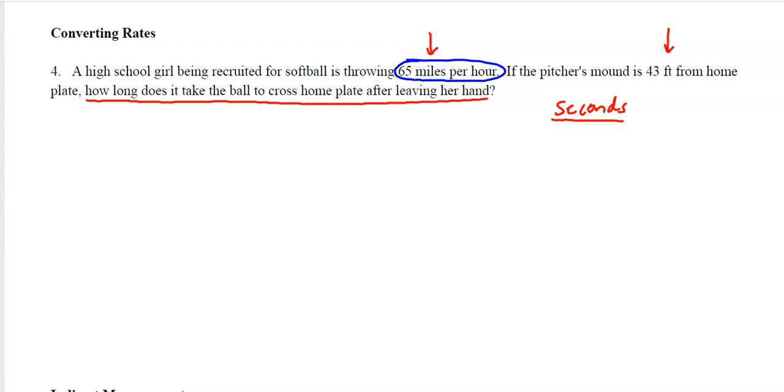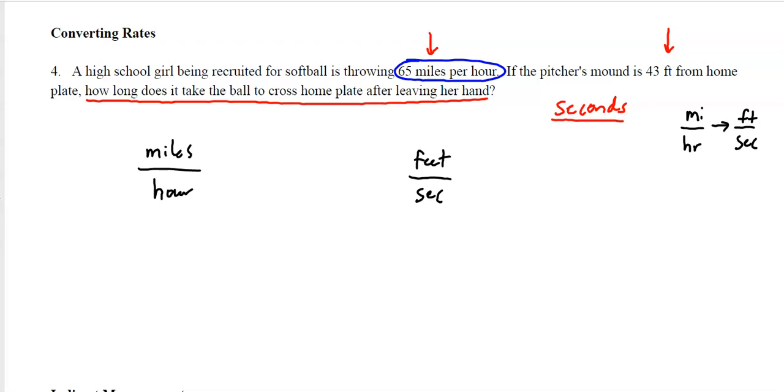So here's kind of our goal, and this is our big picture goal. Right now we have miles over hours, and we need to get over here to feet per second. All right, so that's kind of a long-term goal. I need to get from miles per hour to feet per second. Maybe I'll just kind of put that up here. Miles per hour, eventually to feet per second.